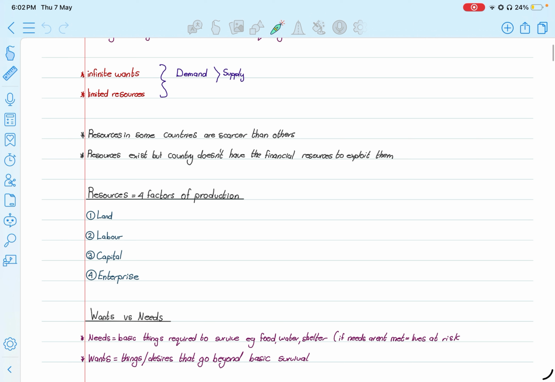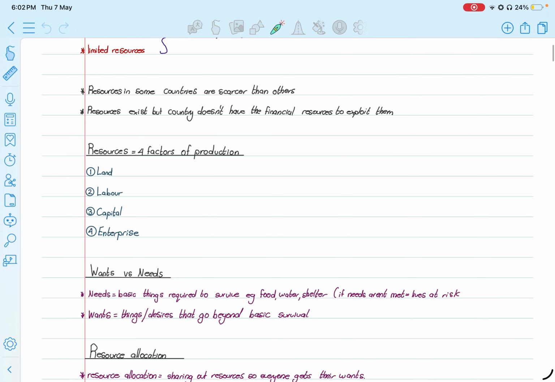Resources in some countries are scarcer than others, meaning that they don't have them. However, resources in some countries do exist, but they don't have the financial resources to exploit them, meaning that they don't have the money to buy the adequate machinery to get access to these resources. For example, like mines, gold, things like that.